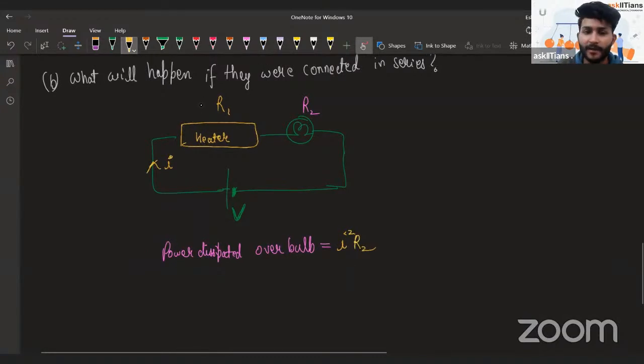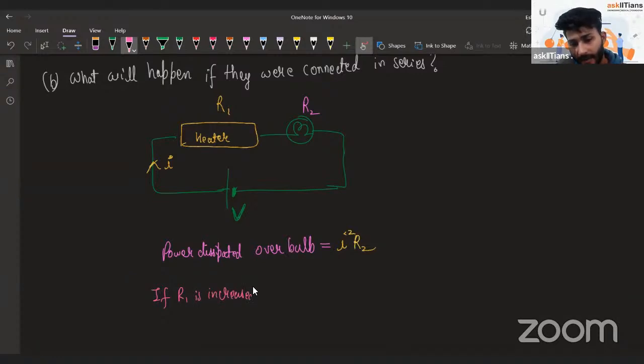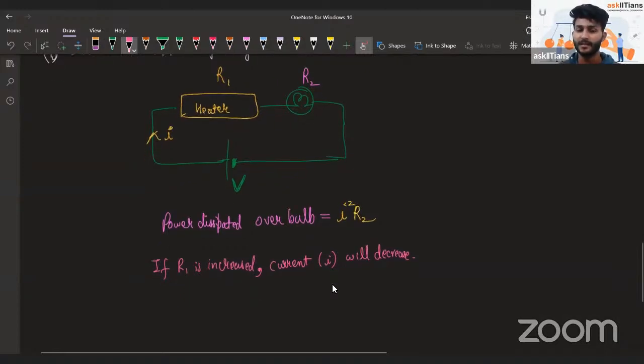Right, guys? Now tell me, if R1 is increased, will any of these quantities change, current or R2? If I increase the resistance of the heater, will the current in the circuit increase, decrease, or remain the same? It will decrease, isn't it so? That's the whole point of calling it resistance: if you increase the resistance, current flow will be less. The current is going to drop.